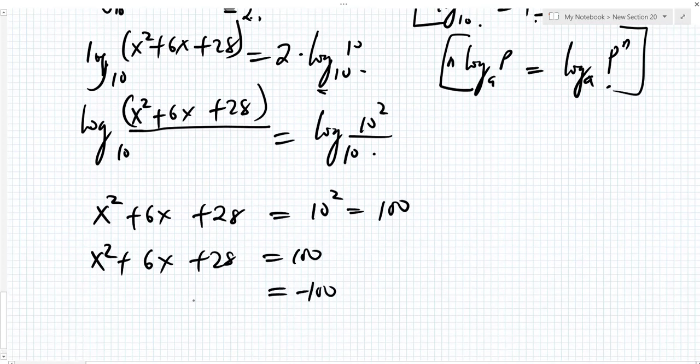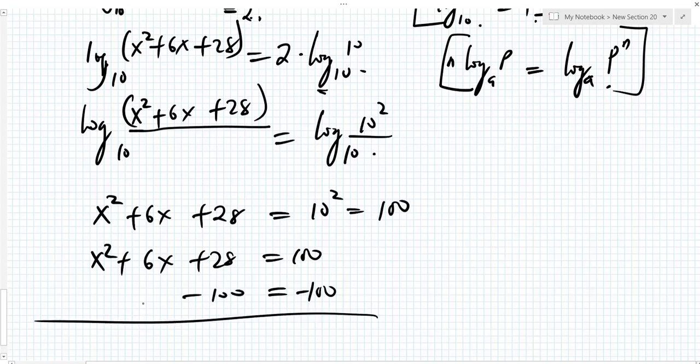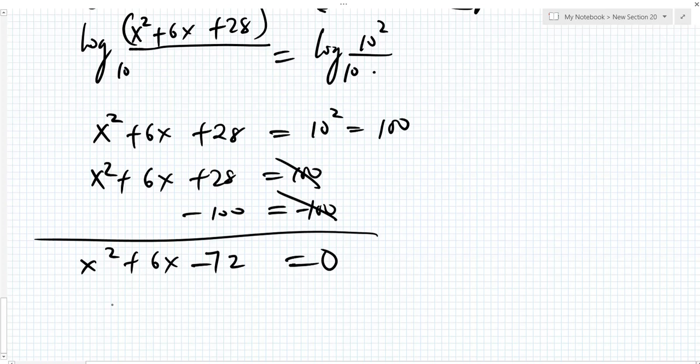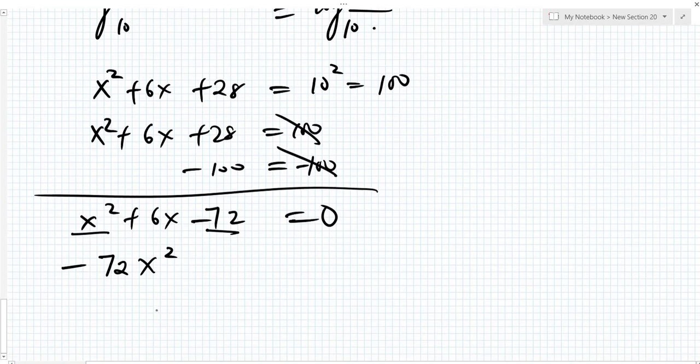Adding minus 100 to both sides, here you have x squared plus 6x, plus 28 minus 100, which will give us minus 72, equal to 0. Now if I multiply this first term with this last term, I'll have minus 72x squared. So what are the factors of minus 72x squared that, when I sum them together, give plus 6x?